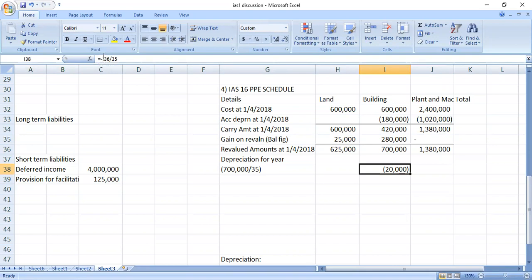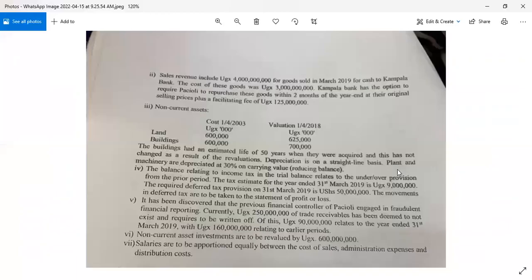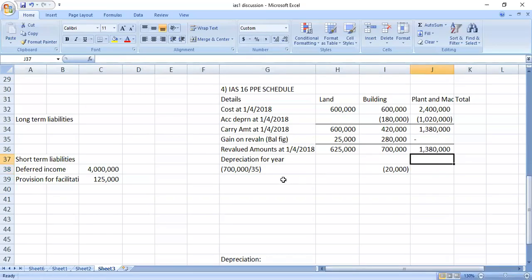Then look at the remaining asset. Plant and machinery are depreciated at 30% on the carrying amount. If they don't say carrying amount, they will say on reducing balance, the same thing. So 30% is charged on the carrying amount. So when you come to your working, this plant here, okay, let me just put it here.